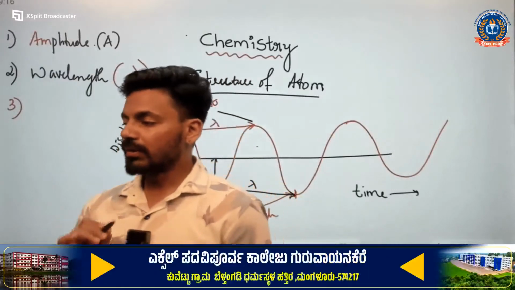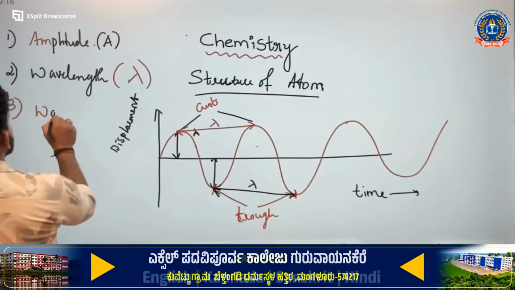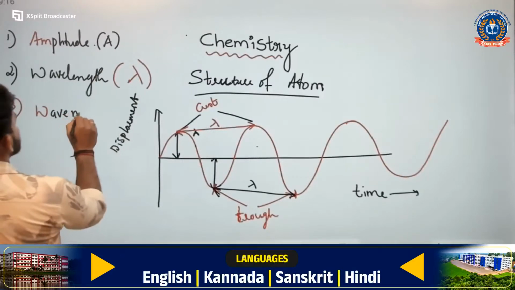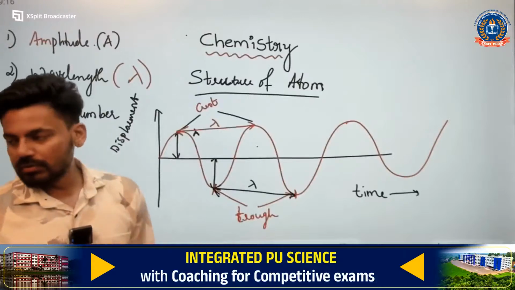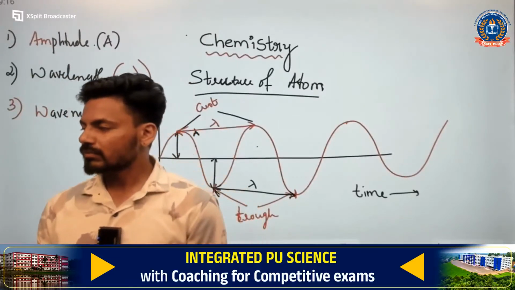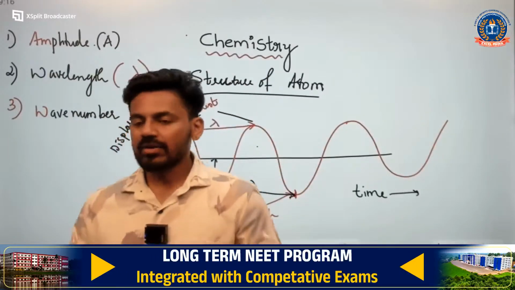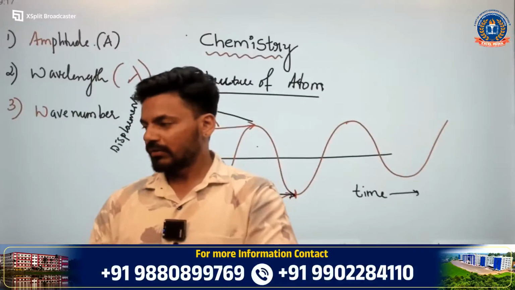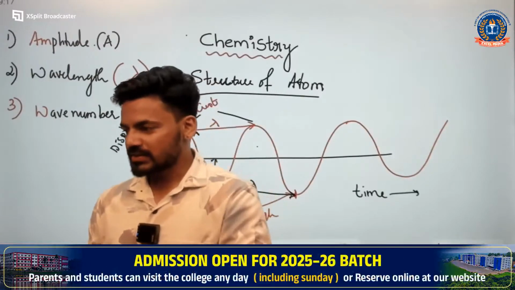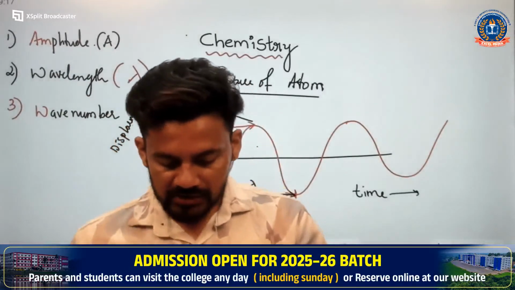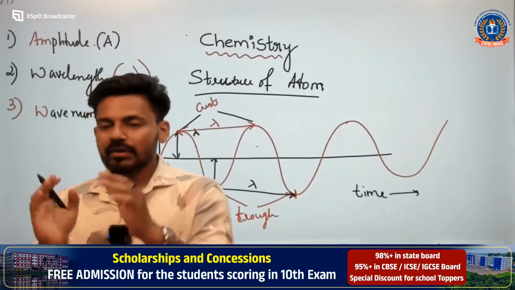Wave number. Do you know what is wave number? Wave number, yeah, frequency. So what is wave number? Number of waves. Yes, number of waves per unit distance. Okay, what is wave number? Number of waves per unit distance.